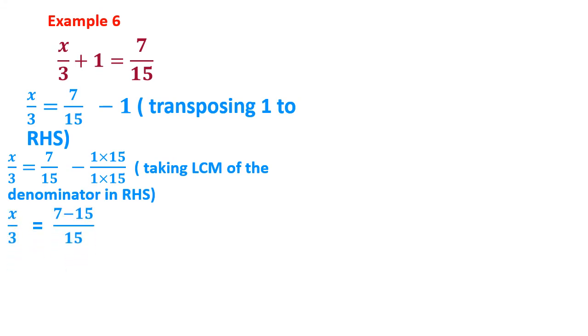Therefore, here you can see we have subtracted the numerator, 7 minus 15 upon 15. What will be 7 minus 15? Yes, it will be minus 8. In the LHS, what will be remaining? In LHS, we will have x upon 3. But what about RHS? In RHS, we will have the rational number minus 8 upon 15.